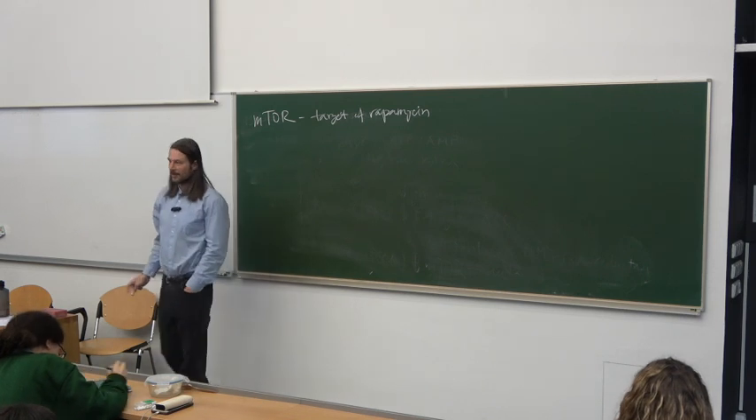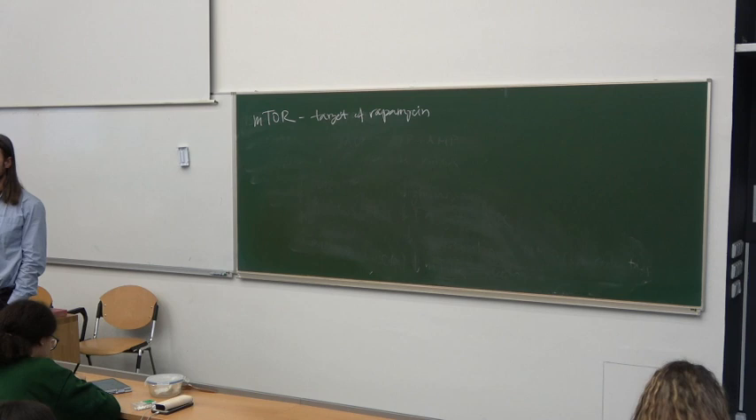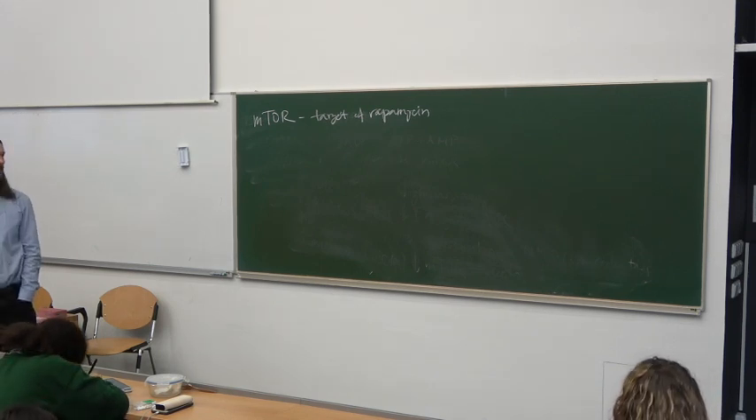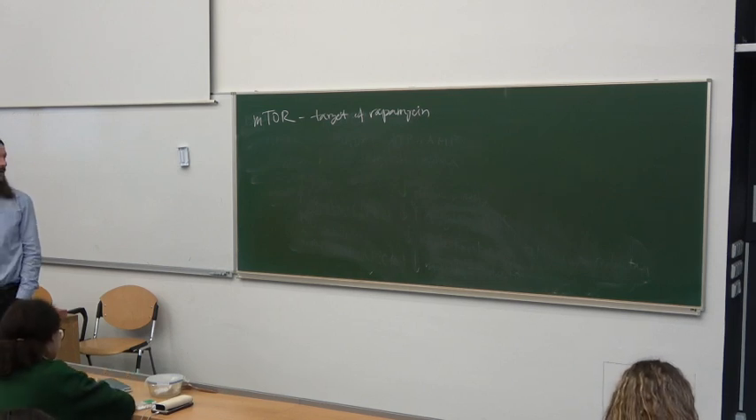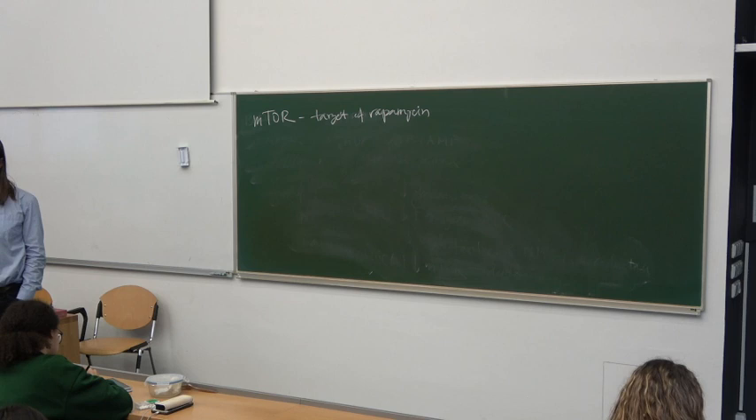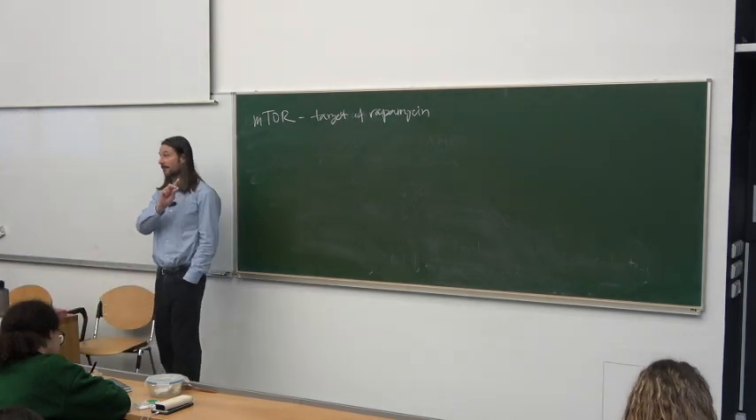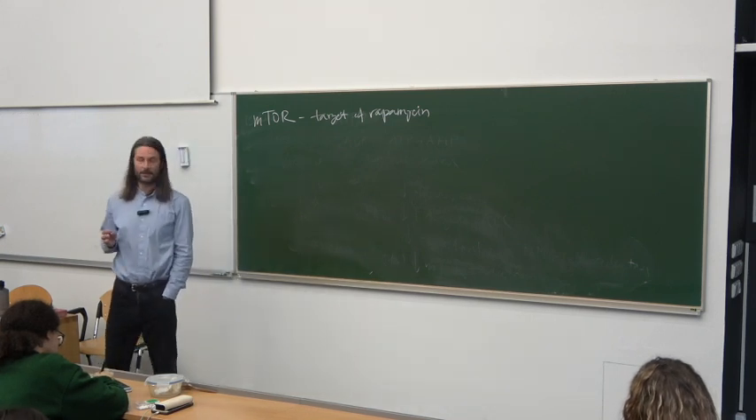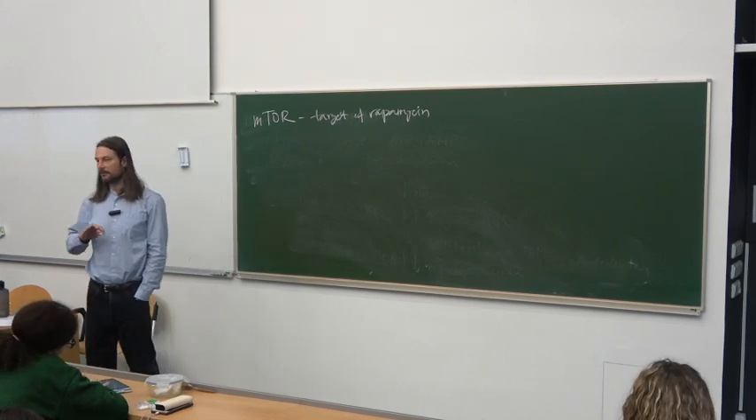So rapamycin is an antibiotic which was discovered on Easter Island, but the native name for Easter Island is Rapa Nui, and they discovered it in the dirt there, and called the antibiotic rapamycin. That was in, I think, the mid-1960s or end of the 1960s. And rapamycin has very interesting effects.